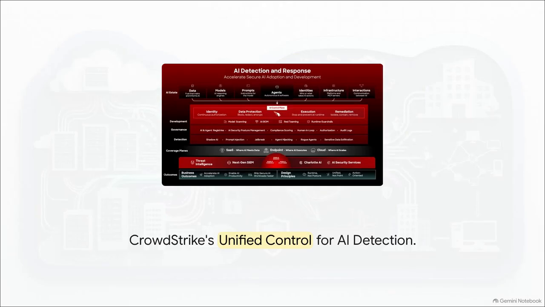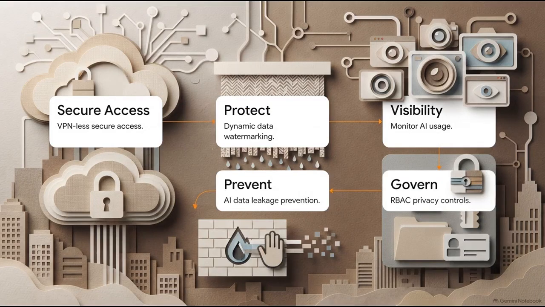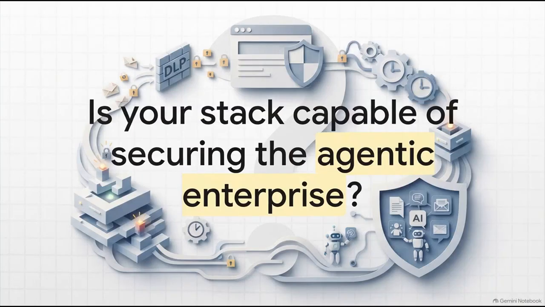To summarize, this split-screen journey really proves that comprehensive security doesn't have to break the user experience. By leveraging CrowdStrike's unified control plane for AI detection and response, organizations can seamlessly secure the endpoint, the browser, and the cloud all at once. We've covered a lot of ground today. We moved from enabling secure access without a clunky VPN to ensuring absolute accountability through dynamic watermarking. We gained unprecedented AI visibility, governed that visibility strictly with RBAC, and finally, actively prevented sensitive data loss into GenAI platforms. From secure access to data loss prevention, this demonstration showcases a truly continuous security story.